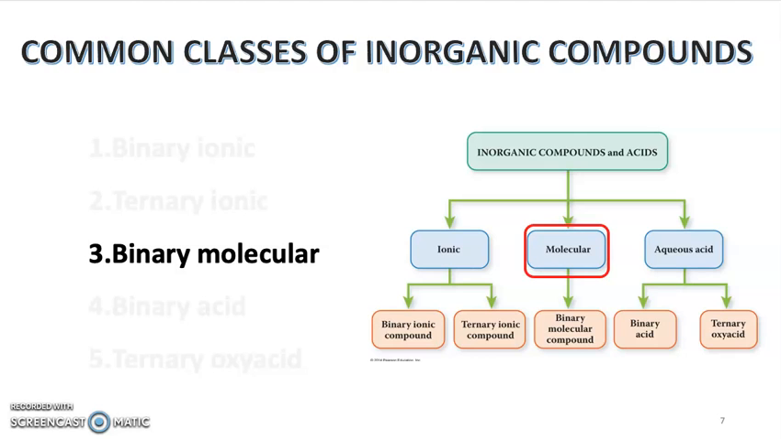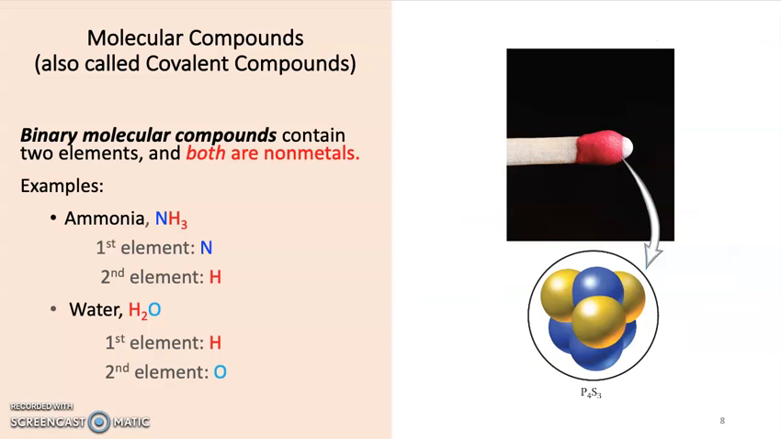The second type of inorganic compound is molecular compound. In the molecular compound, you only see the binary molecular compound. What does it mean? Just like binary ionic compound, when you see the prefix bi, you know that it contains two elements. And because molecular compounds are formed by covalent bonds, or electron sharing between nonmetals, the elements in binary molecular compounds are both nonmetals.